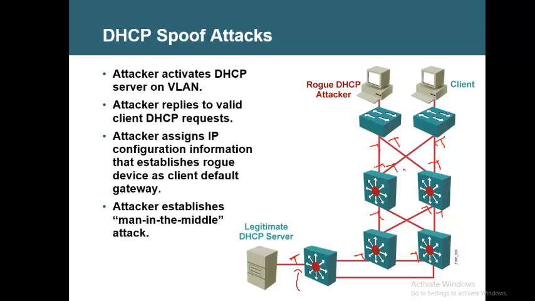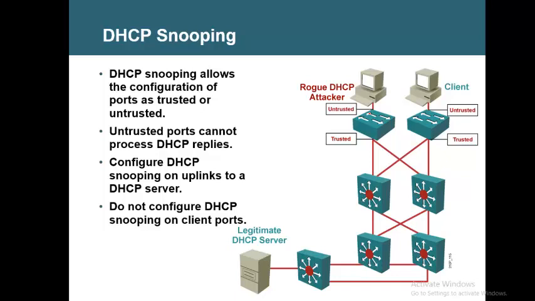All the other ports connected to the switches, except these ports in the path, are untrusted. Is this untrusted? Of course, this is an untrusted port. This is an untrusted port. This is how we can prevent this middle guy attacking us. That's why this is called a man in the middle attack. So only a trusted port can provide offer and acknowledgement.